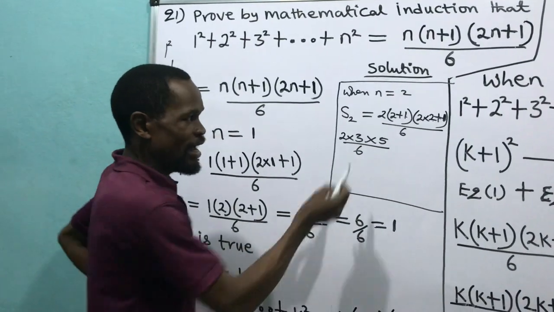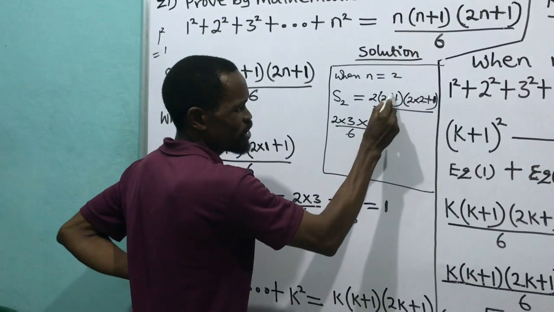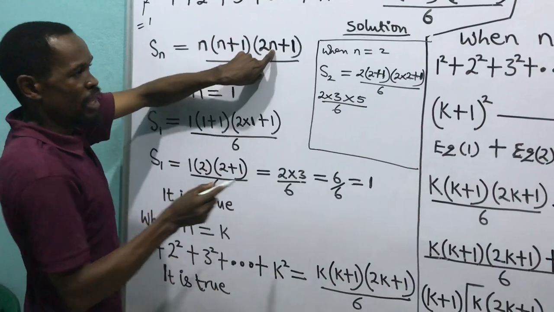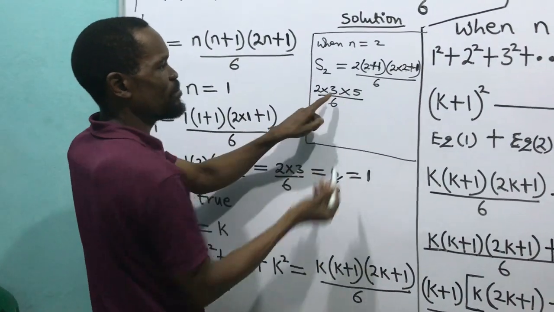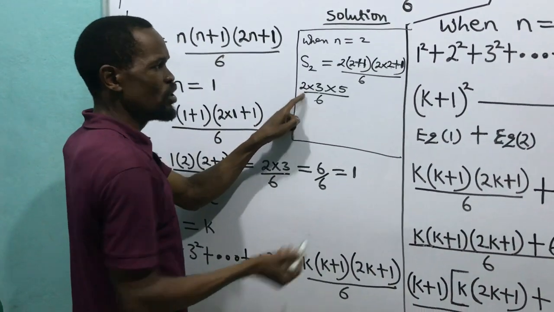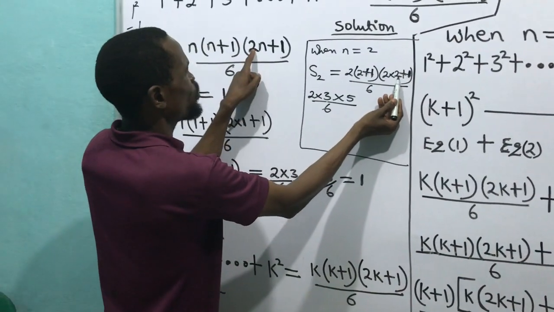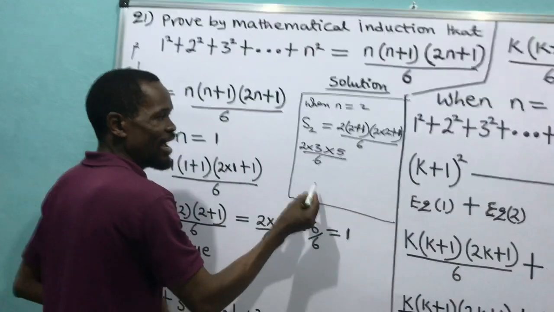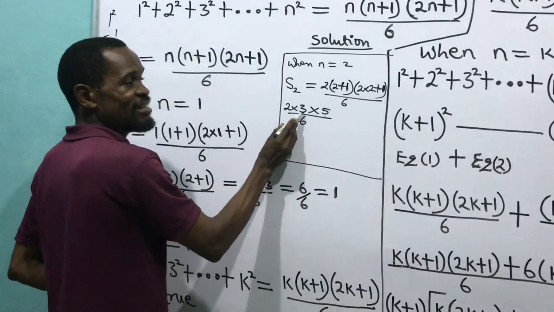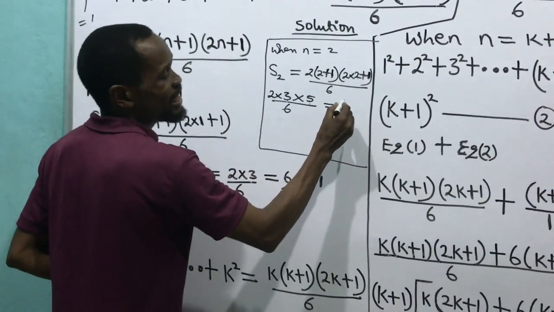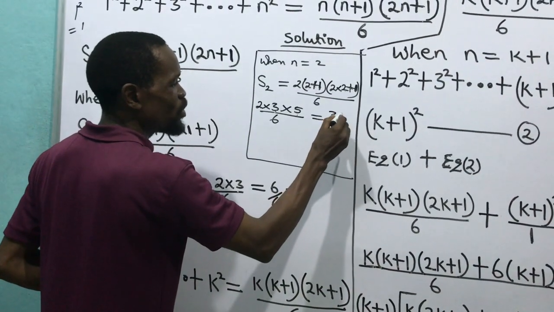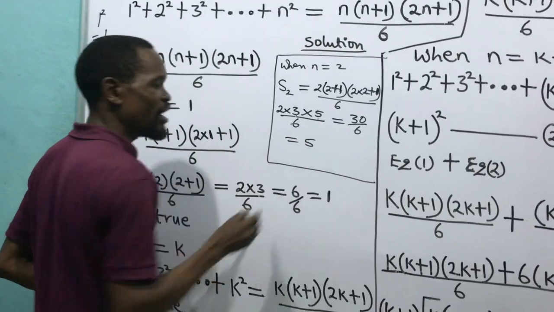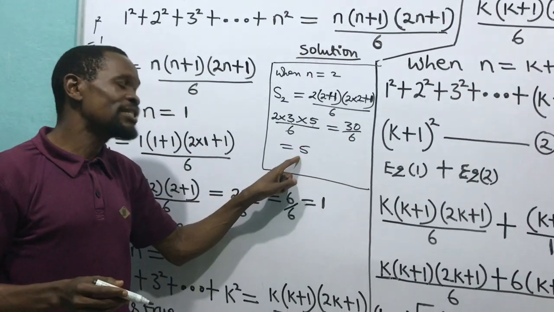Are we there? Look at it. I put 2 here, 2 here, 2 here. It becomes 2 plus 1, which gives me 3, times the 2. Then 2 times 2 gives me 4, plus 1 gives me 5. And this time, this will give me 6. 6 times 5 will give me 30. 30 divided by 6 will give me 5. Are we there?